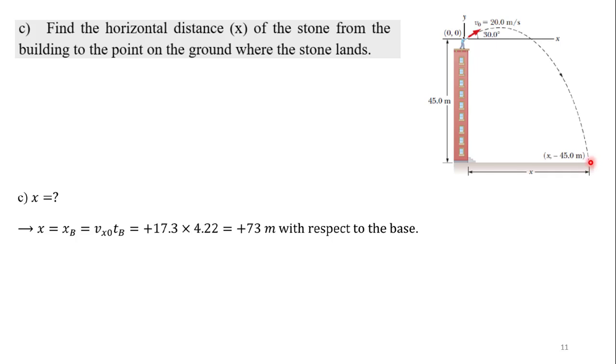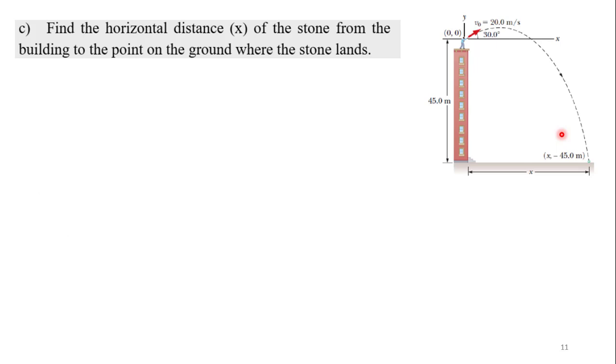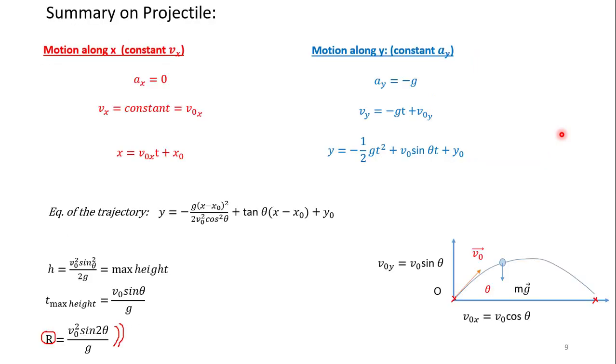So for point B where the ball hits the ground, we found xb, we found vb, and we found tb. So we can clearly see that any exercise of projectile motion can be solved just by applying the rules. I put all the rules for you on this page.